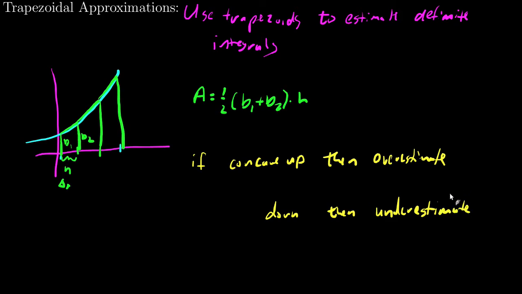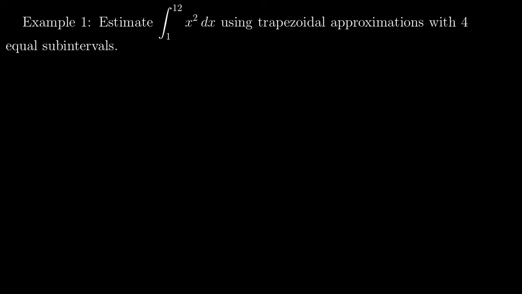So let's dive right in and see a pair of examples. First one, I want to estimate the integral from, and I didn't mean it to be this tricky, let's do 1 to 13 of x squared dx using trapezoidal approximations with 4 equal subintervals. I changed this to 13 to make it simpler to understand, because the whole interval from 1 to 13 is 13 minus 1, 12 units long. If I split it into 4 subintervals, then each subinterval is 3 units wide. So that's going to be my delta x.